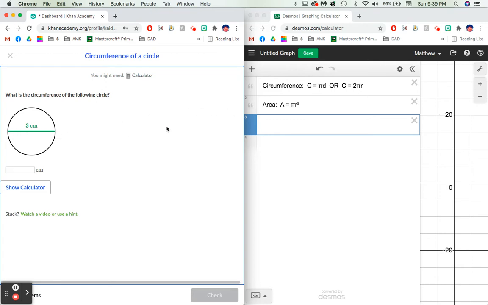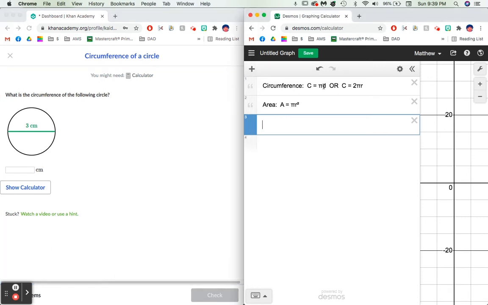They give us the diameter. So remember you have 2 choices to pick from. The circumference is either equal to pi times your diameter or 2 times pi times your radius. The reason this works is because your diameter is the same as 2 times your radius, right? So it's kind of interchangeable. Pi d or pi times 2r. They order it as 2 pi r, but we know that d is the same thing as 2r.